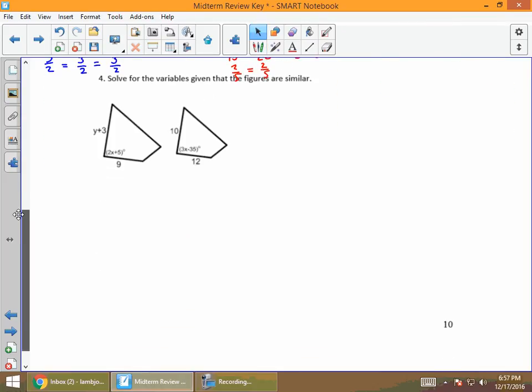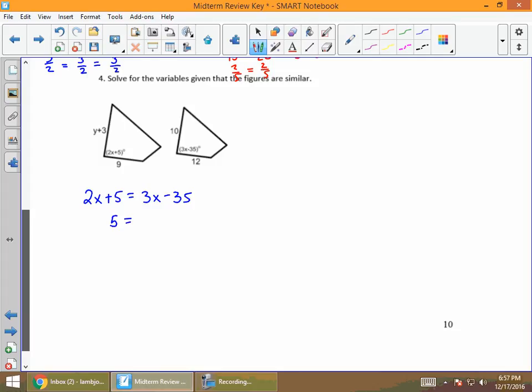And the final question here, it says that these 2 figures are similar. So that means the angles must be the same. So 2x plus 5 has to be equal to 3x minus 35. Subtract 2x on both sides. Add 35 to both sides. And x has to be equal to 40.